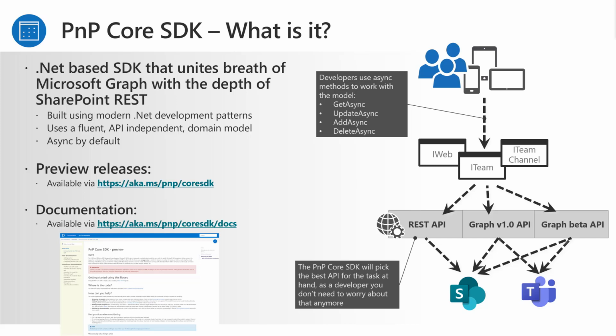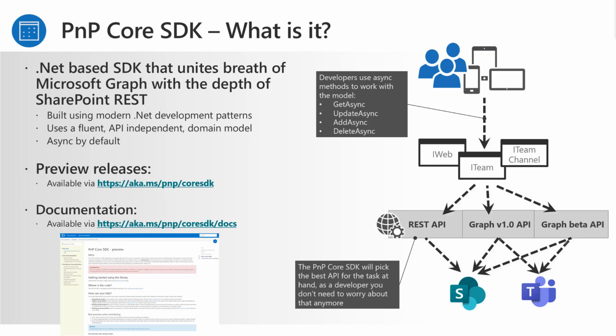For example, if I have a team site and the team site is also connected to a team, then it's really easy for you to do team operations: add a new channel to your team, add a tab to your team, post a message. These things are as easy as, for example, adding a new list and a new column to that list. That's the purpose and what we are aiming at: a unified, fluent API with a domain model built for modern .NET development, async by default.